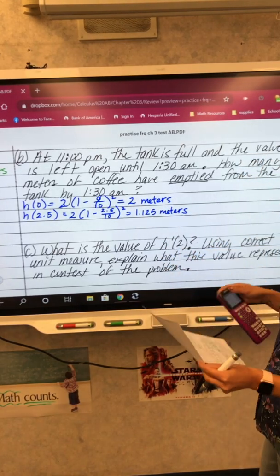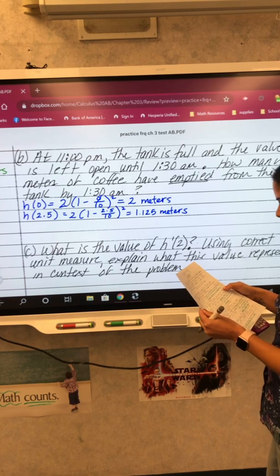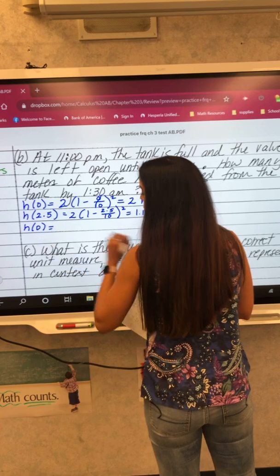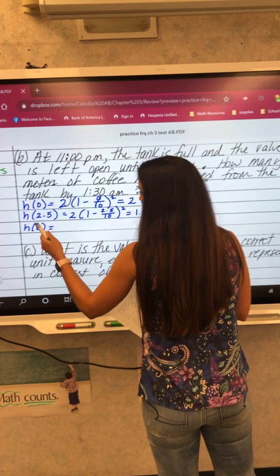Okay, so now I need to find the difference between a time of 0, so the starting value, and a time of 2.5.